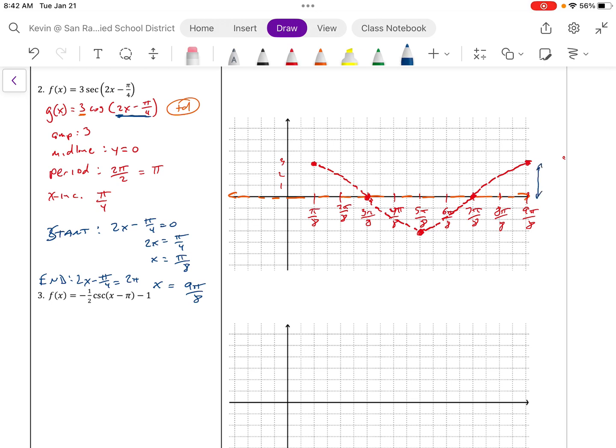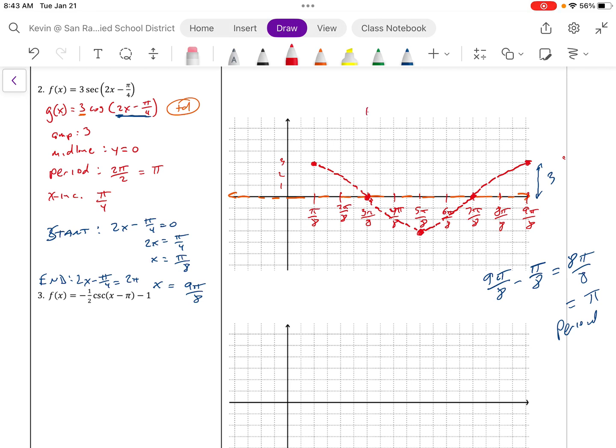And just note that this distance from here to here, my midline to the max or min, is 3, because that's my amplitude. Notice that if we did 9 pi over 8 minus pi over 8, that would be 8 pi over 8, which equals pi, which is what we said our period was, right? So that checks out. Our start and end point check out. Everything sort of checks out there.